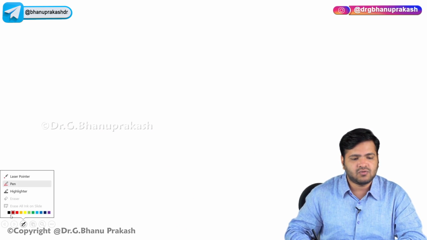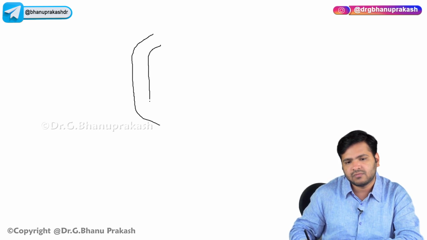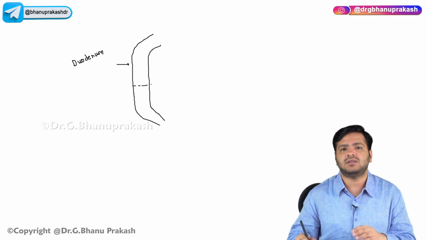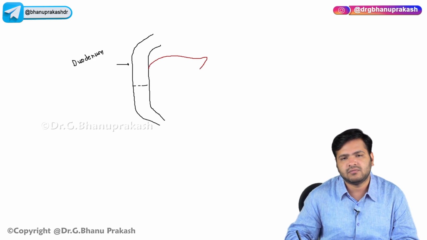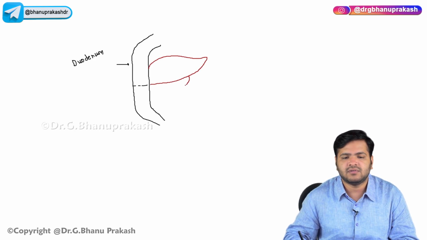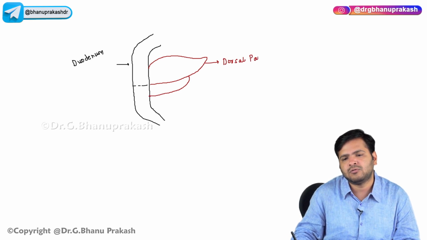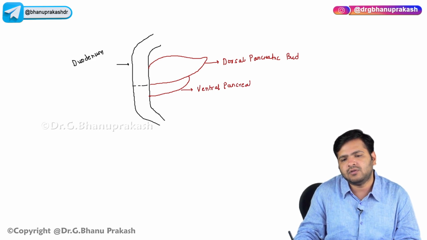So now what are the structures that are developing from the dorsal pancreatic bud and the ventral pancreatic bud? Let us try to draw this and understand. Let us suppose this is the C-shaped duodenum. The proximal half I have already told you is formed from the foregut, right? And over here we have this dorsal pancreatic bud, and we also have this ventral pancreatic bud. So this is the dorsal pancreatic bud, and this is the ventral pancreatic bud.